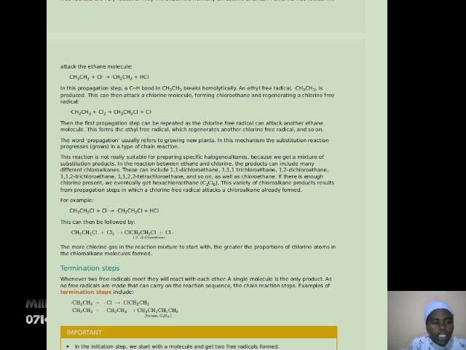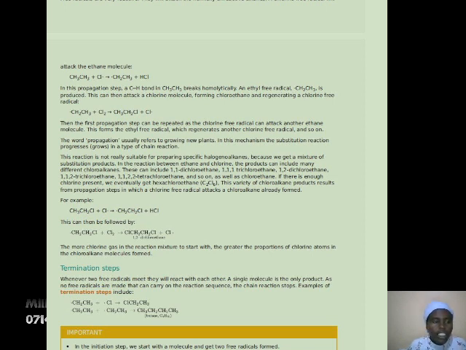In the initiation step, the bond between the two chlorine atoms breaks down homolytically, where each chlorine atom forming the bond takes 1 electron. In that case, you form chlorine radicals, so you have 2 chlorine radicals. Then in the chain propagation step, that's where you have the radical attacking the alkane.